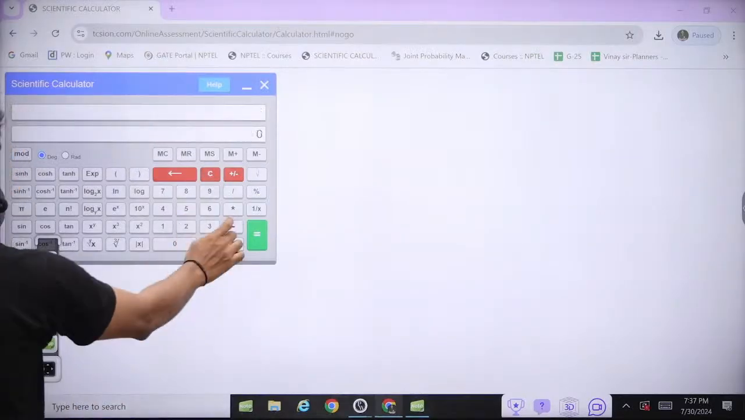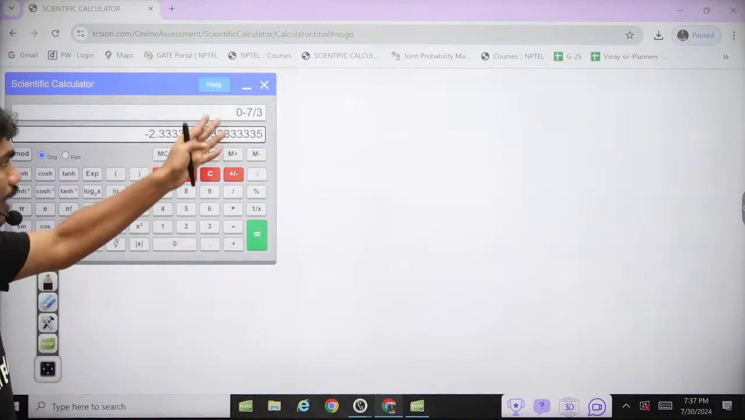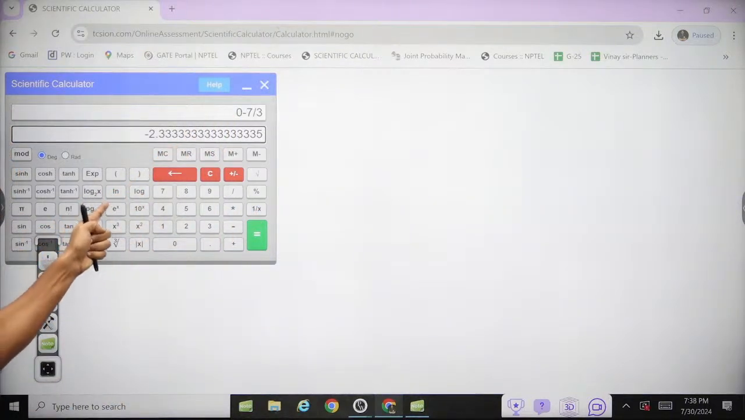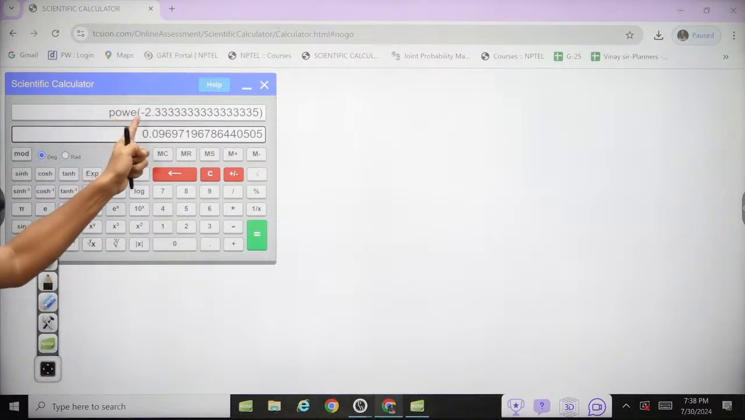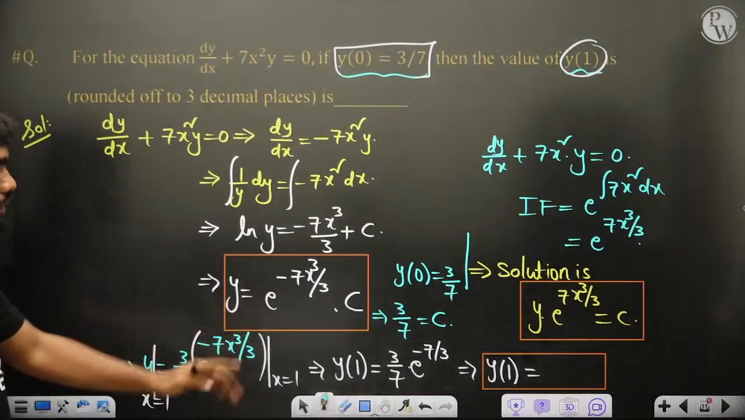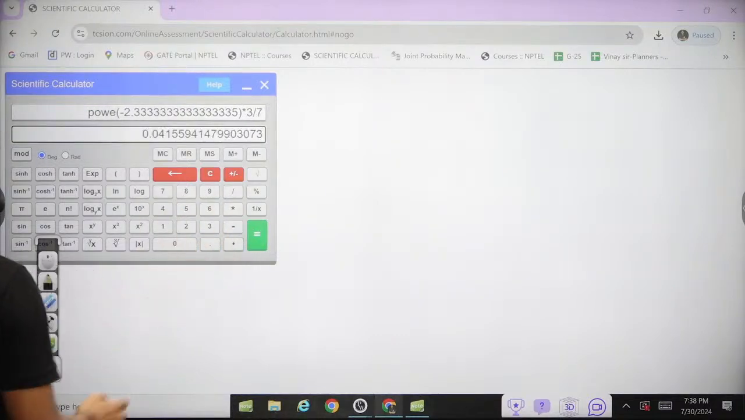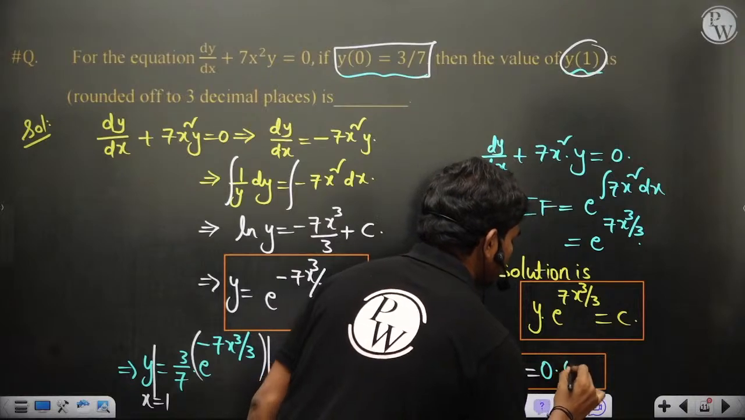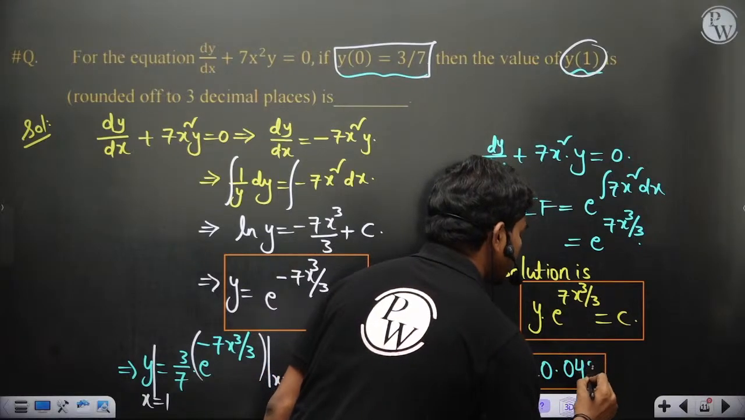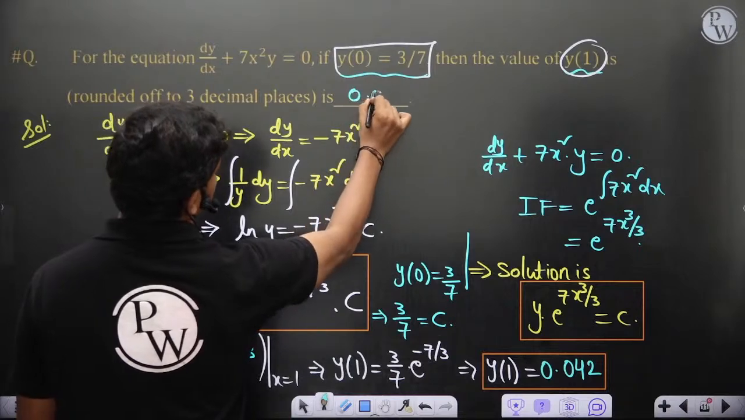Minus 7 by 3. First you calculate minus 7 by 3 and click equal to. Only after clicking the equal to sign should you click exponential, otherwise the answer would be wrong. Now if you click exponential, this is e power minus 7 by 3 into 3 by 7. So 0.0415, which you can round off to 0.042. Okay, so 0.042 is the actual answer.